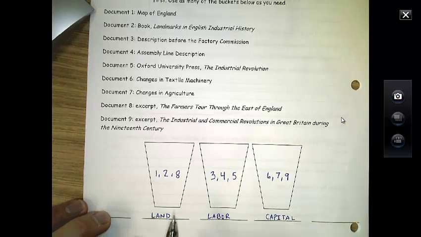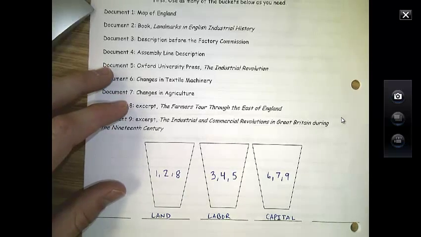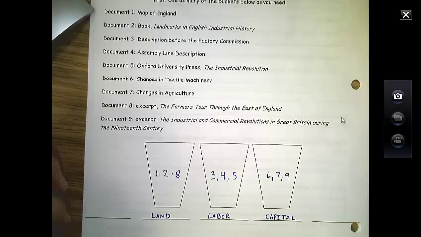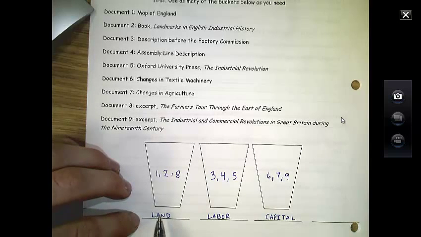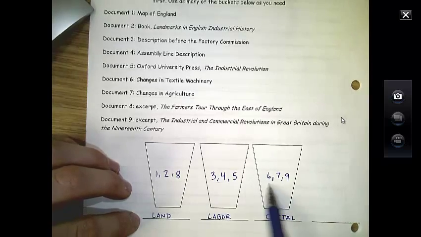So basically all we've done here is taken the 9 documents that we analyzed and put them in 3 categories that we can now use to organize our essay. In our essay we're going to have a land paragraph, a labor paragraph, and a capital paragraph. And we can use these documents to support that.